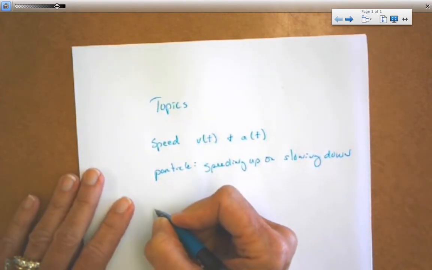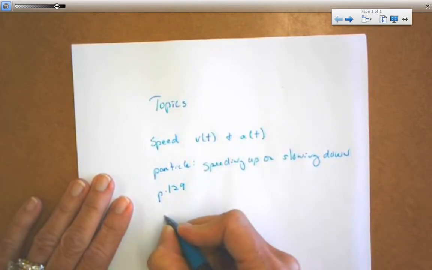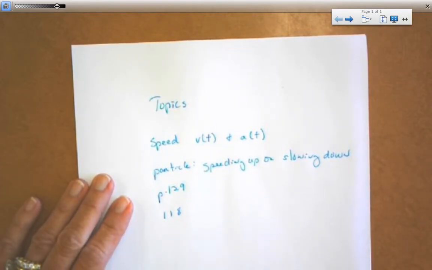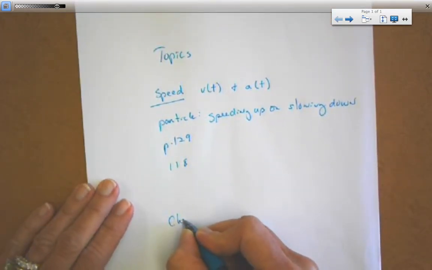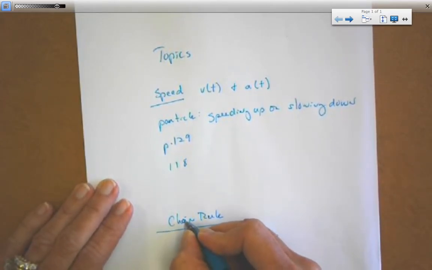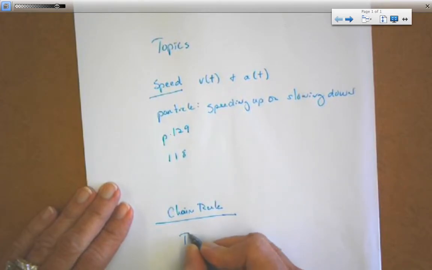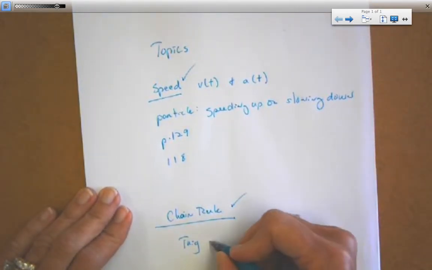And the problem we're going to look at is in your book from page 129. You may want to get that out right now, number 118. Then after we look at the speed, we're going to do a little bit more work with the chain rule. And the chain rule that we're going to be looking at involves using the trig rules. So we're going to do a little bit of the speed, chain rule, and trig.